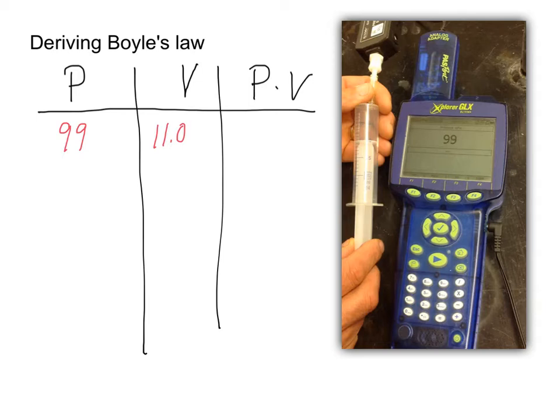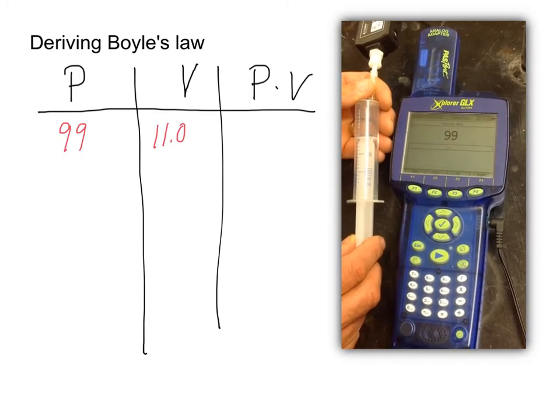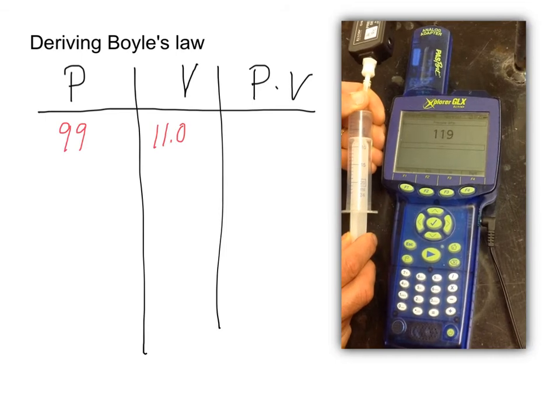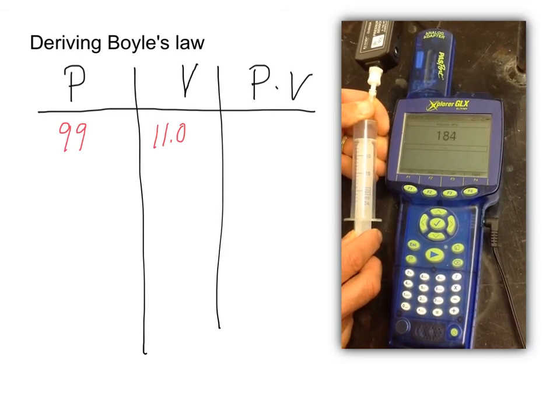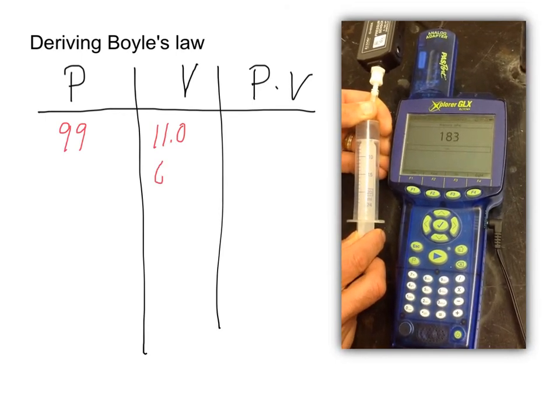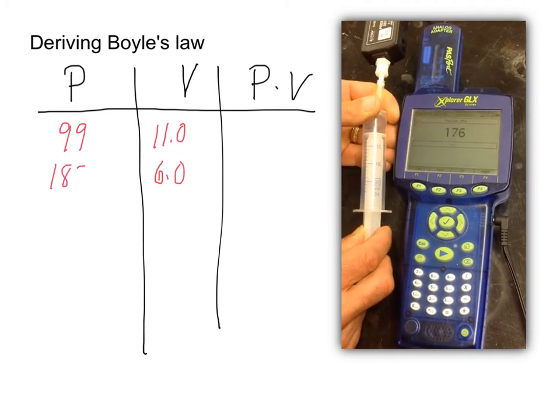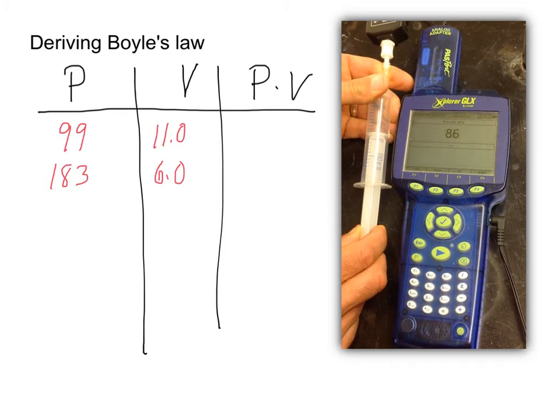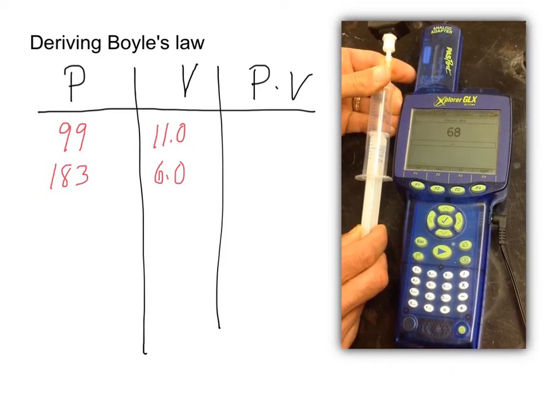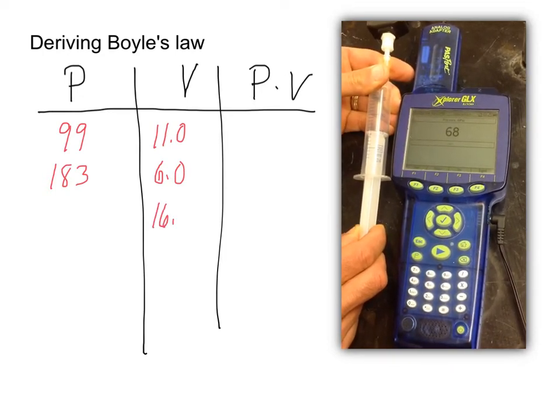So let's play the video back and see what happens when we change things. At 6, even though it says 5, remember to add the 1, it's 183. And then we take it out to 15, which would be 16 because you add the extra 1. And that would be 68.